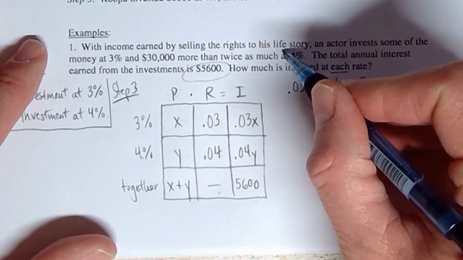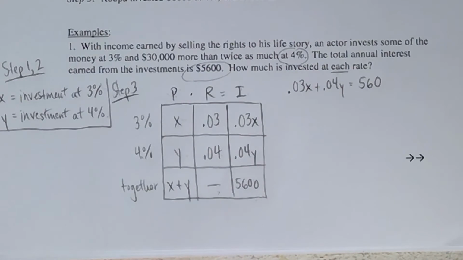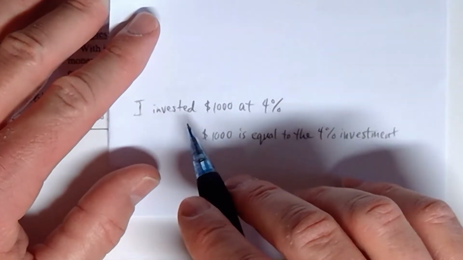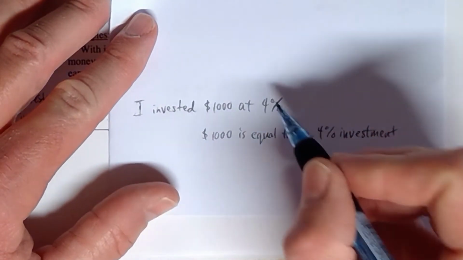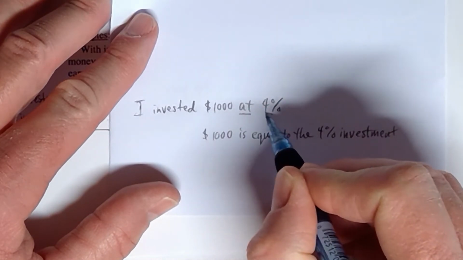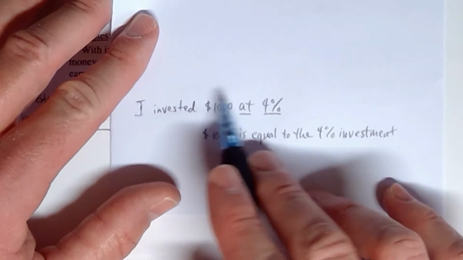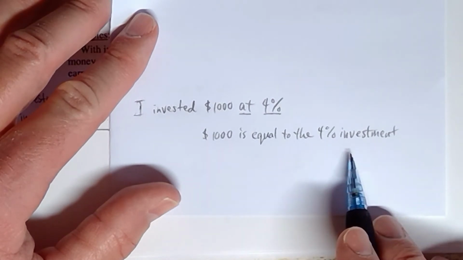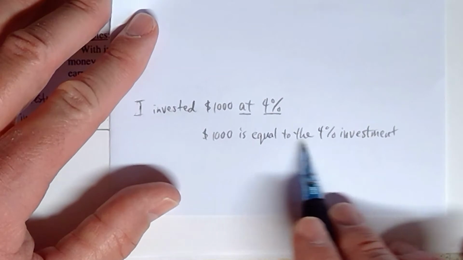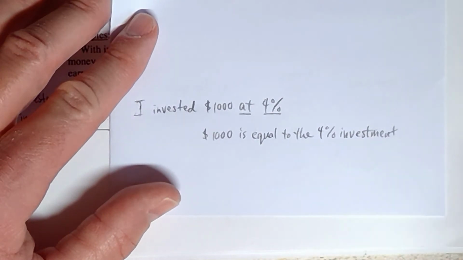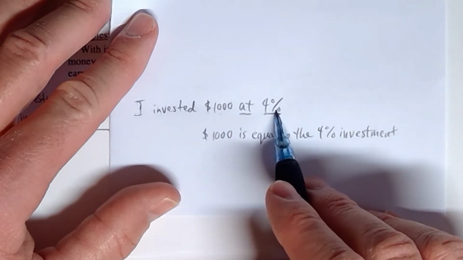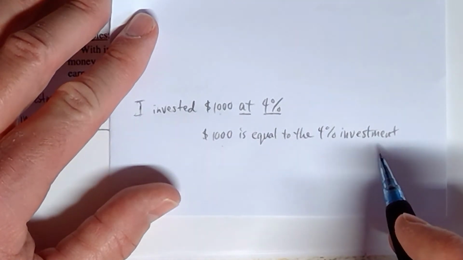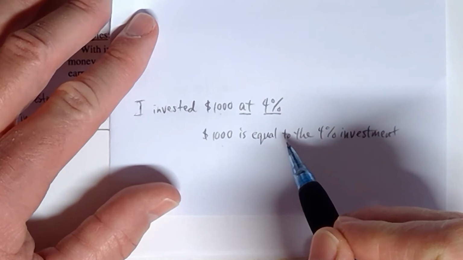And I want to talk about this right here. See where it says at 4%? Let me show you a much simpler example for just a moment. Let's say that I invested $1,000 at 4%. Notice the key words there, at 4%. When they say the word at and then they give you a percentage, and they put a money amount just before that, you can basically rewrite it like this: $1,000 at 4% is the same thing as 1,000 is equal to the 4% investment. So if I said I invested $2,000 at 3%, that would mean 2,000 is equal to the 3% investment. The reason why I rewrite it is because now I have an equal sign, which means I can create an equation.